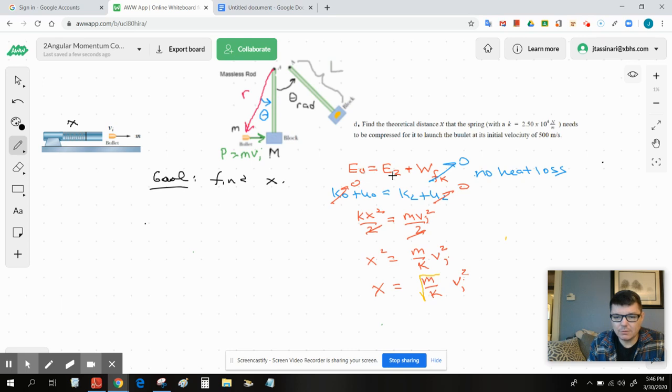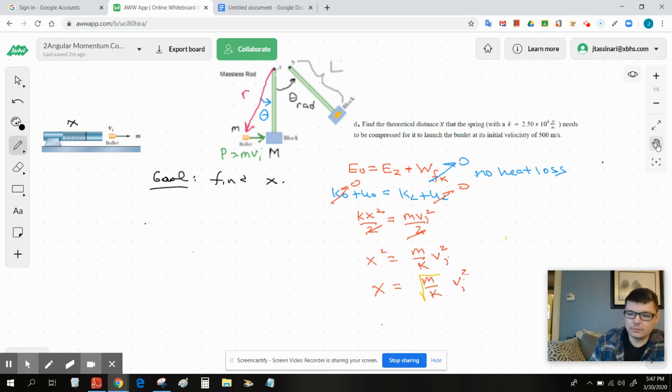So E0 equals E2 plus the work done by friction. In my theoretical system, I just assume that there is no energy loss, so I say 0 for now. This will come back later. Underneath, E0 is K0 plus U0, and E2 is K2 plus U2. There is no potential energy over here, so I took that out. The bullet here was initially at rest, so I took that out. So putting kx squared over 2 equal to m v_i squared over 2, and canceling the 2's, I solved for x and yielded this.